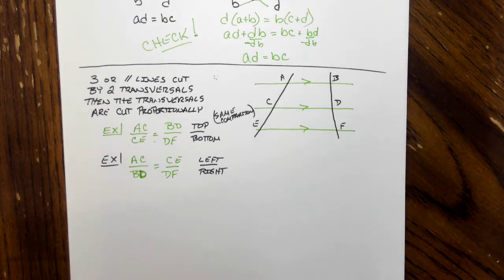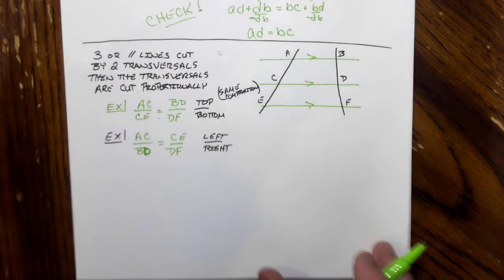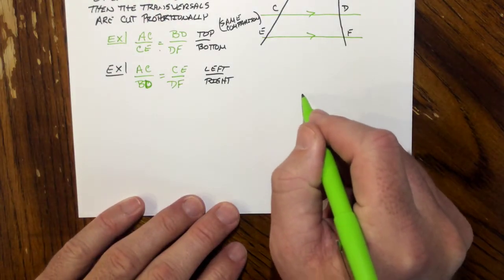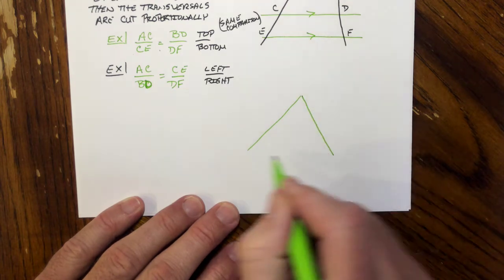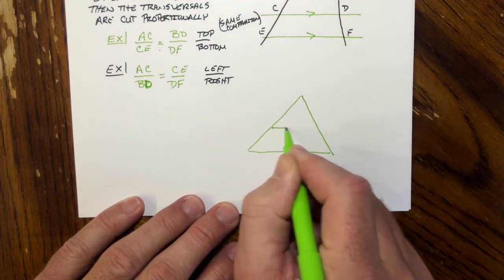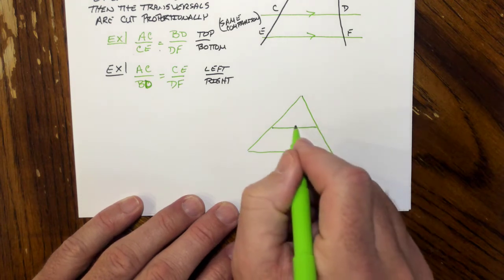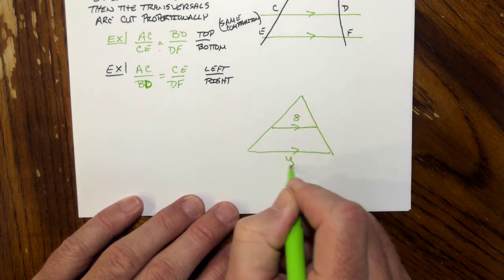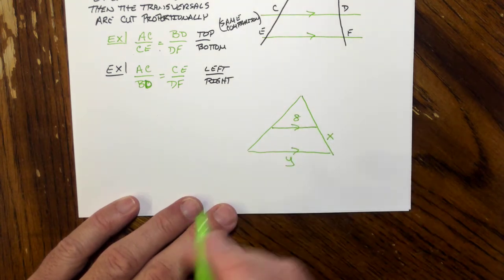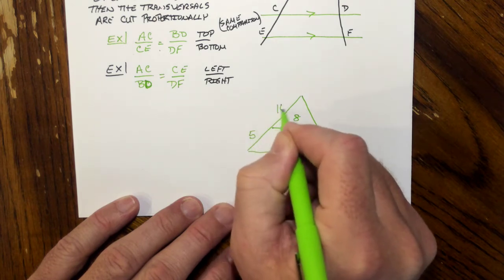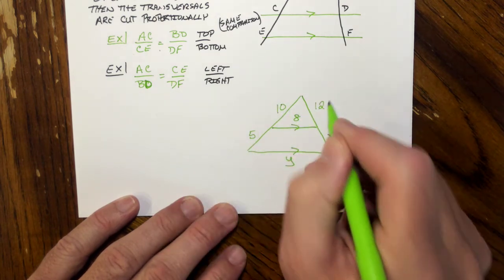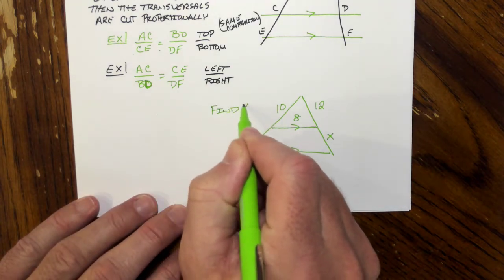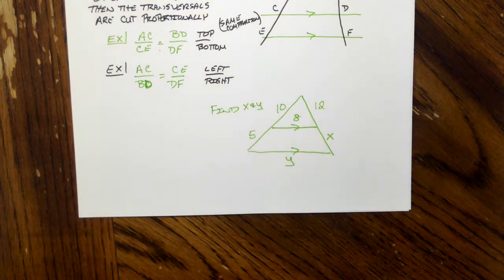So let's try an example that looks like this. Let's go. Got the big triangle here. You're being told parallel, parallel. This is 8. This is Y. This is X. 5, 10, and 12. All right, you've got to find X and Y.